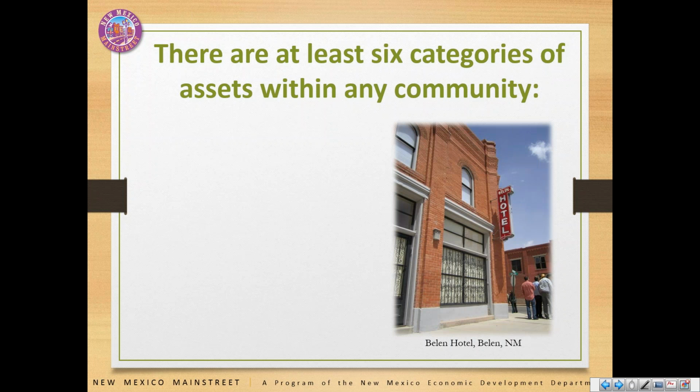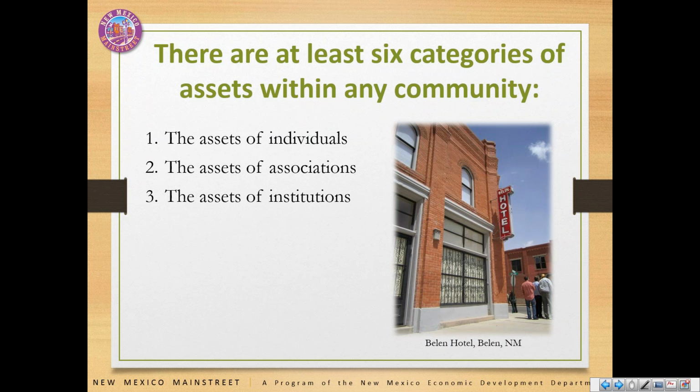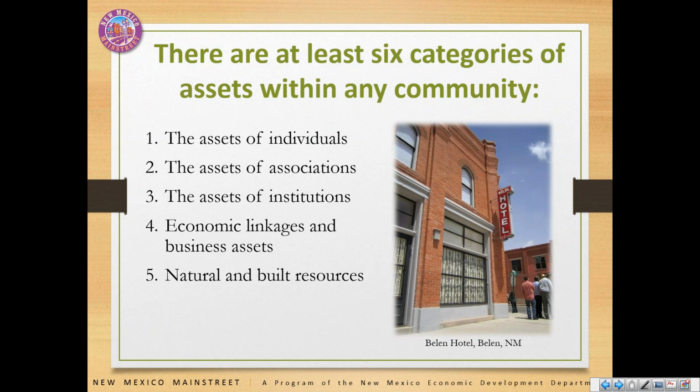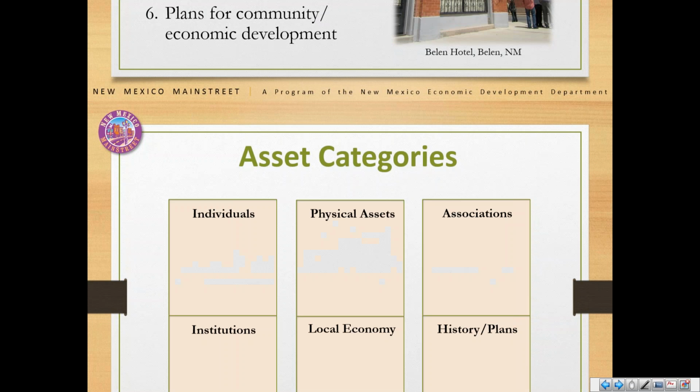So within every community, there are at a minimum 6 categories of assets. The assets of individuals, associations, institutions, economic linkages and business assets, natural and built resources, and plans for community and economic development or history of your community that you can reference. I would also add that a 7th category would be funding sources.